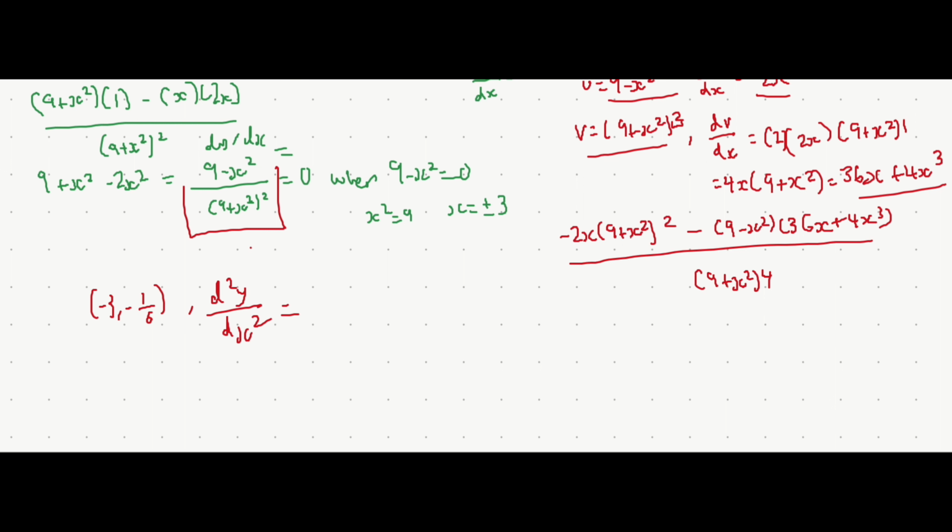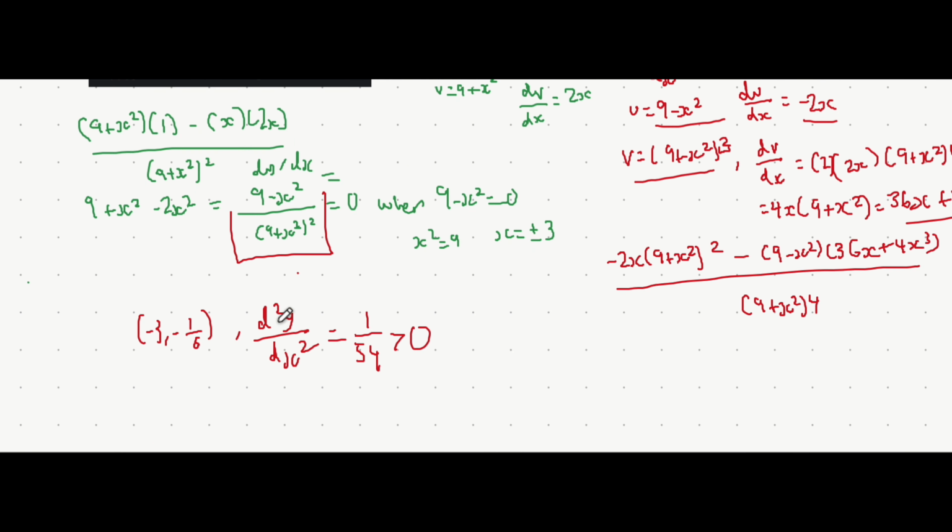Now it does get you 1 over 54, but all that we're interested in is that it's bigger than 0. So do you remember I said before that when d squared y over dx squared is bigger than 0 and dy dx is equal to 0, which it is at this point, this is a minimum point. That's the nature of this point.